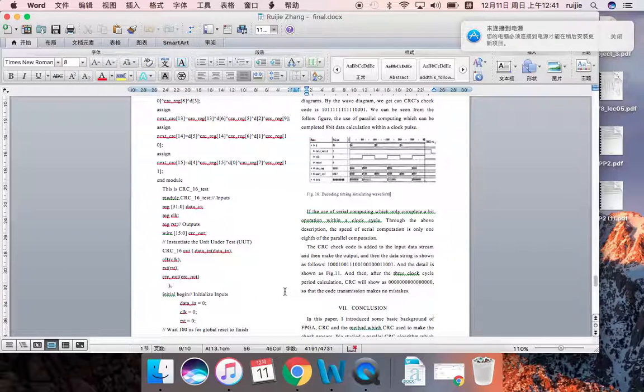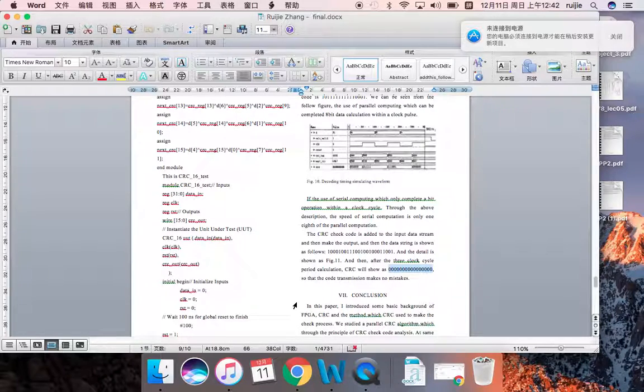The CRC check code is added to the input data stream and then made the output, and then the data stream is shown as follows: 1001001110010011000110001, and the tail is shown in figure 11. And then after 3 clock cycles of calculation, the CRC will show as 00000000000000000. So the code transmission makes no mistakes.